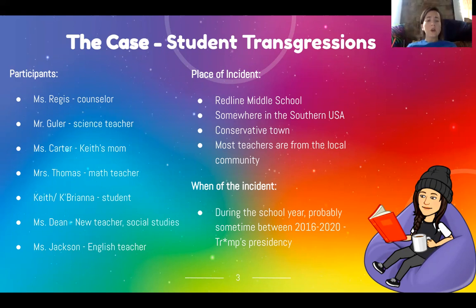As I stated earlier, we are talking about a middle school somewhere in the southern United States. It seems like it's a pretty conservative town. Most teachers at this school are from the local community, so they probably match that conservative demographic. And the when of the incident wasn't really pointed out directly in the article, but from the context I got, I would have to say it was somewhere between the years 2016 to 2020 during the former presidential administration's time in office. So it seems like that's the timeline, somewhere within those 4 years in which this particular case may have happened.